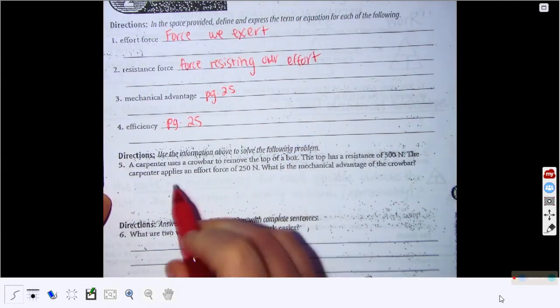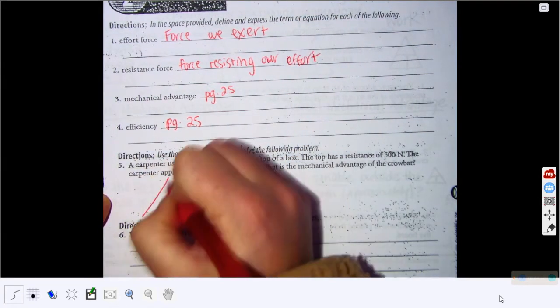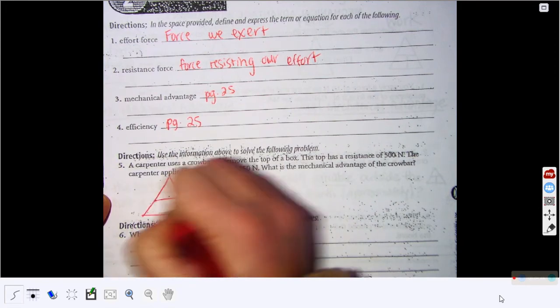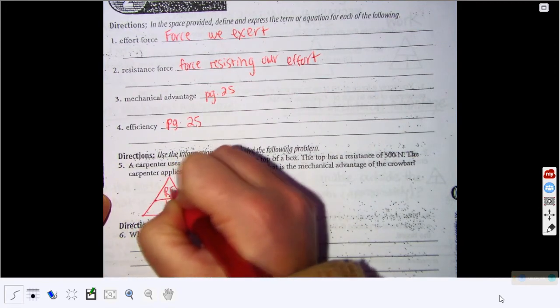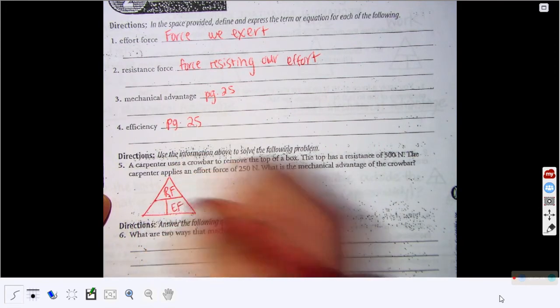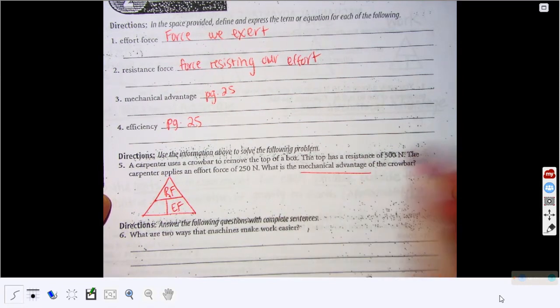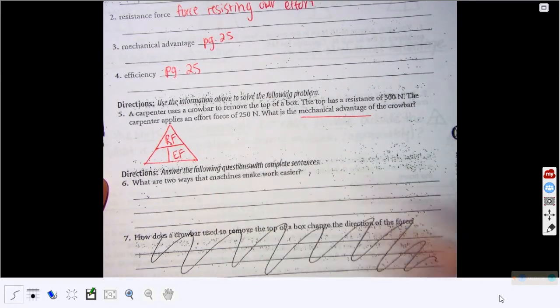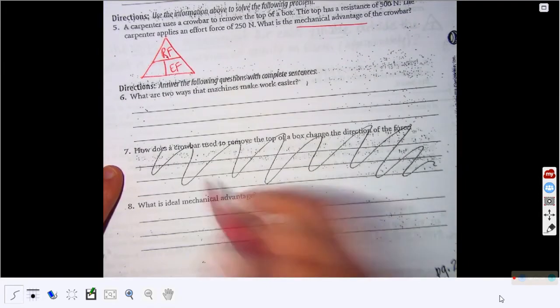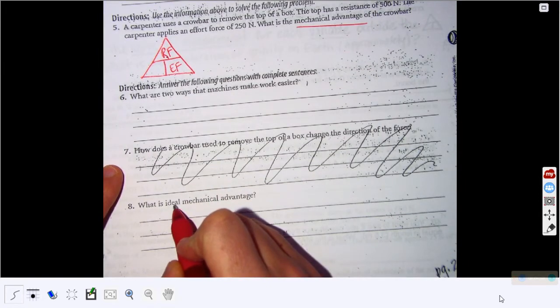All right, so I want you to use this. You know that if we're doing force, resistance goes on top. Resistance force divided by effort force, and find out the mechanical advantage of the crowbar. And then tell me in your own words, what are two ways machines make work easier? And tell me the difference between ideal mechanical advantage and actual mechanical advantage.